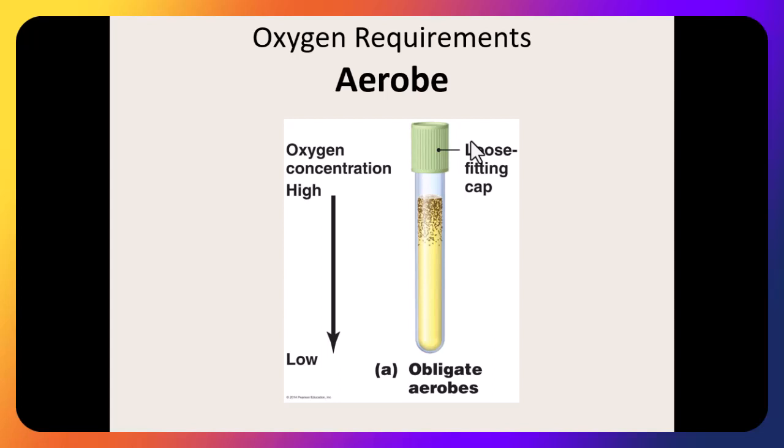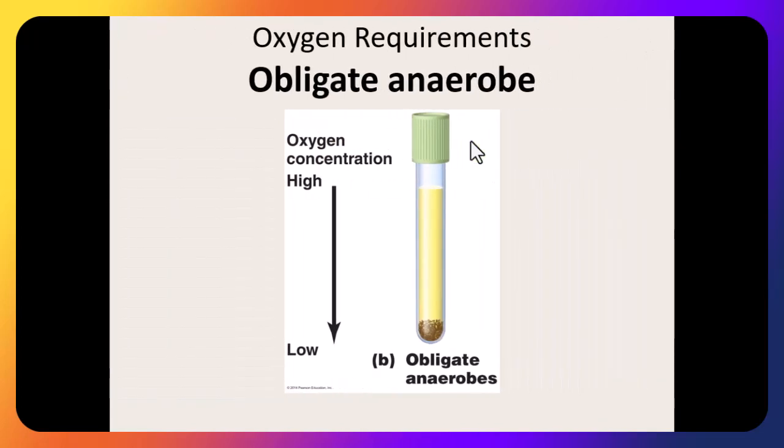So if it's an obligate aerobe, it's only going to grow where there's oxygen present, and nothing's going to grow at the bottom of the tube because oxygen can't make it all the way through that agar to the bottom. So, obligate aerobe, but it will only grow where there's oxygen.